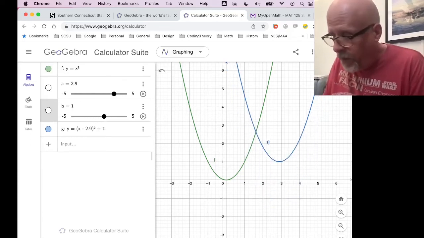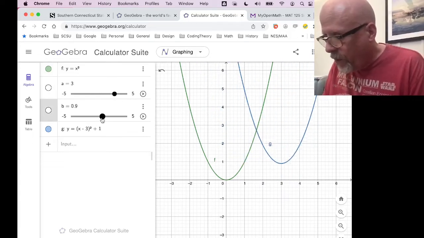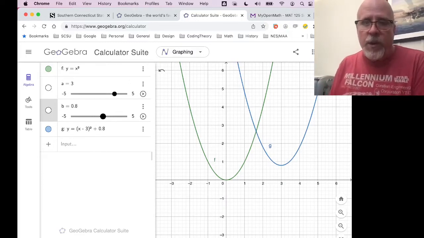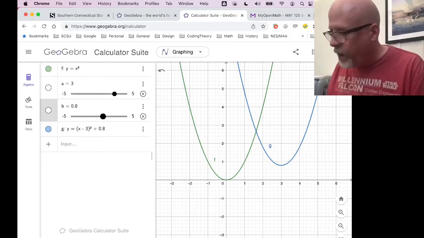So this is actually kind of fun to play with, right? You can move that guy sideways. You can move it up and down, which means you can put one of those curves, a parabola shape, anywhere you want at all in the plane. You name a spot, you can put it there.